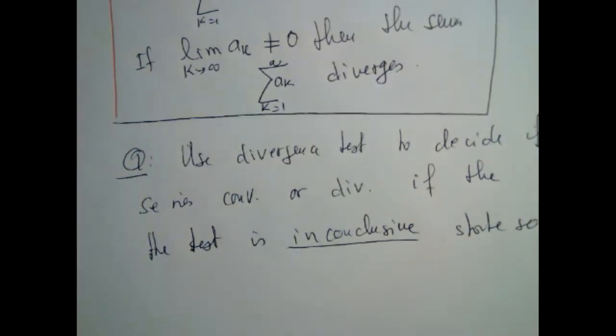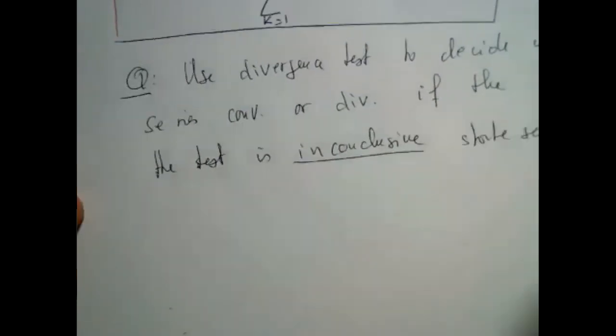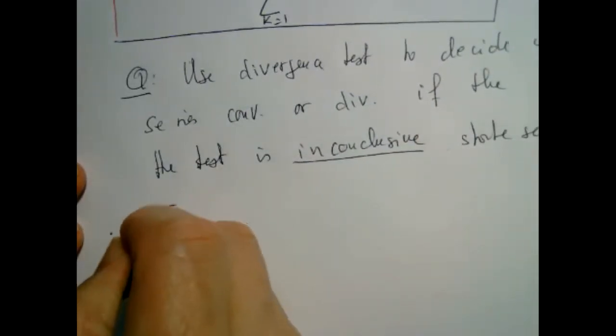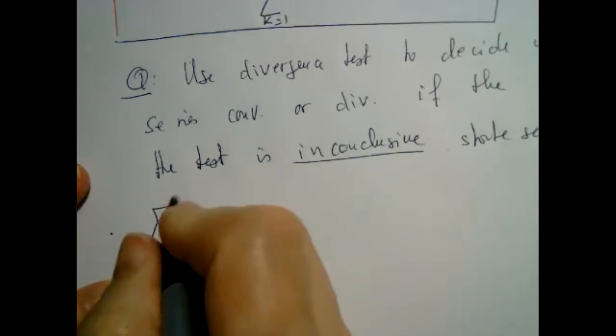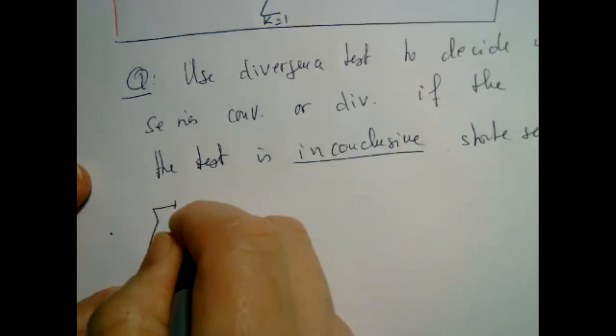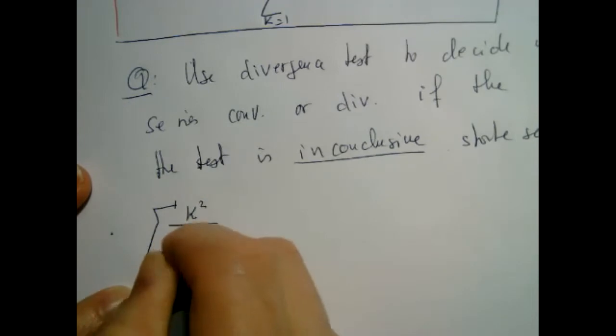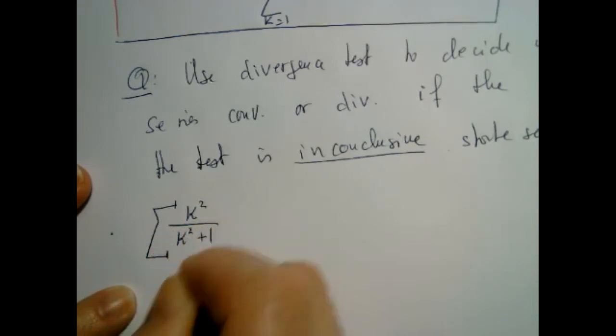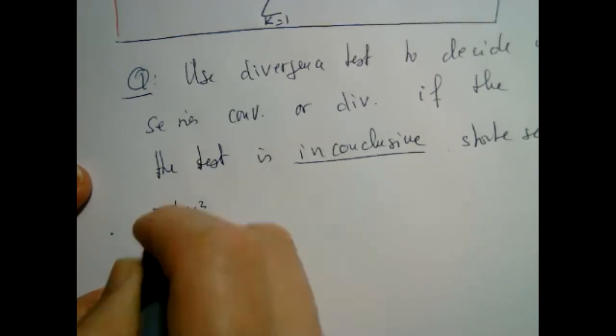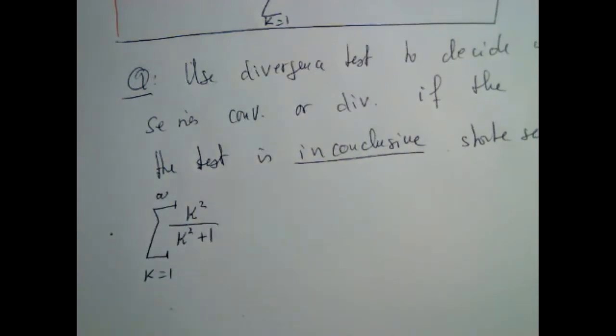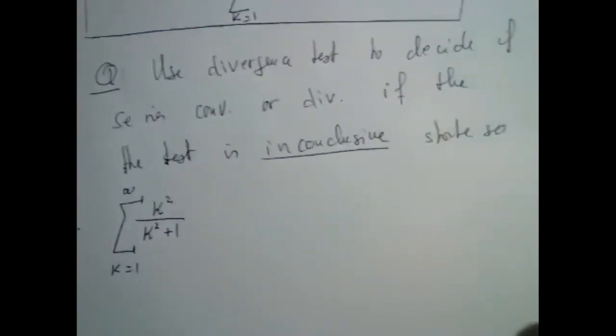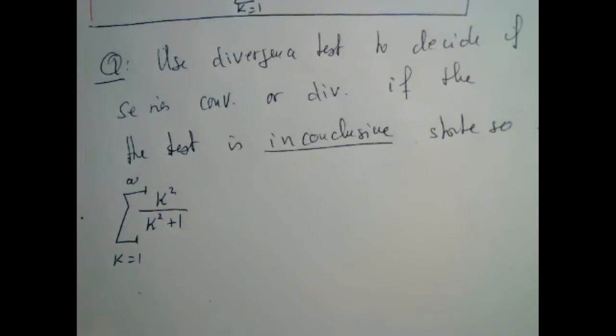So I'm going to take 3 series, just off the top of my head, and decide what will happen to them. So the first example. Suppose I take the following series, sigma k squared over k squared plus 1, k equal 1 to infinity. Okay. Now, question to you. Do you think the series converges or diverges?